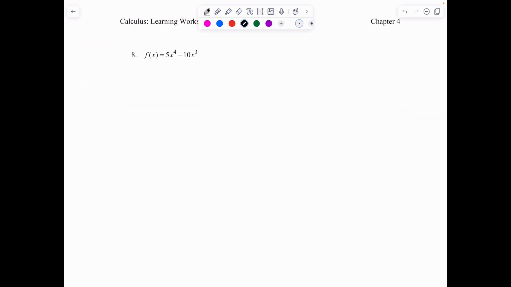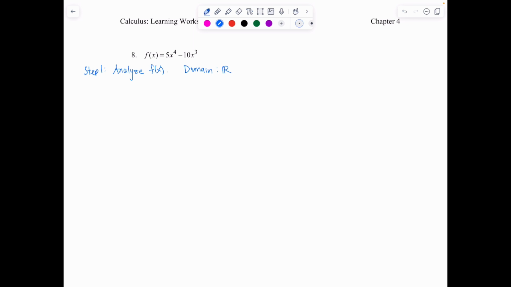Okay, f of x equals 5x to the 4th minus 10x cubed. Okay, step 1. Analyze our function f of x. So, what's our domain? We don't have any restrictions on what we can plug in for x. So our domain is all real numbers.